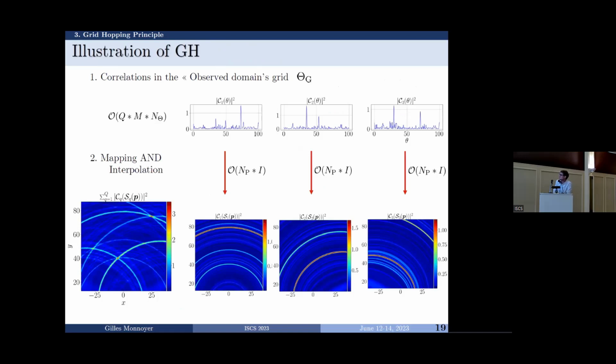Just to illustrate it, first we compute the correlation on top, which corresponds to the one for the indirect method, and then perform a mapping plus interpolation to get the three on the bottom, and then adding up to get the one on the left.